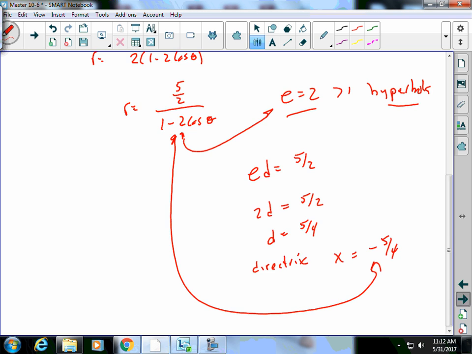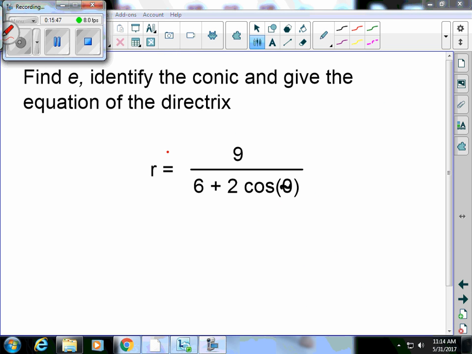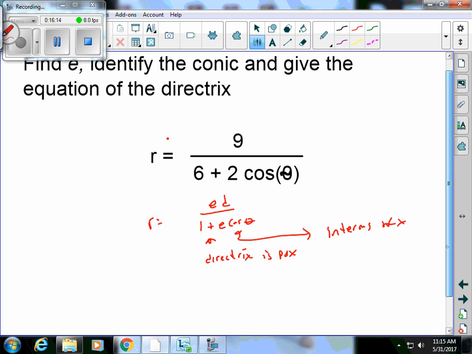We're almost done. Let's look at the next problem. All right, hold on for a second. All right, let's think about this for a second. We know that the standard form of this R is equal to ED over 1 plus E cosine theta. There's a plus, so my directrix is positive. It's cosine, so it's in terms of X. So let's work on the problem.